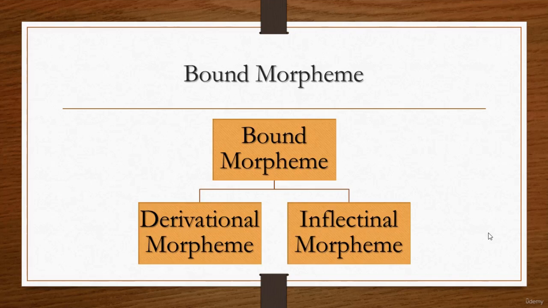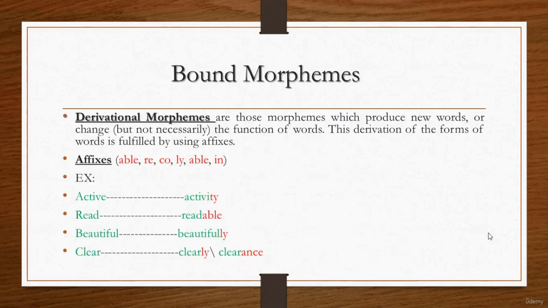Now let's talk about bound morphemes. Bound morphemes can never stand alone. They need to be attached. They are dependent on other morphemes. We have two types of bound morphemes. The first type is derivational morphemes. Those are morphemes which produce new words or change the function of words.